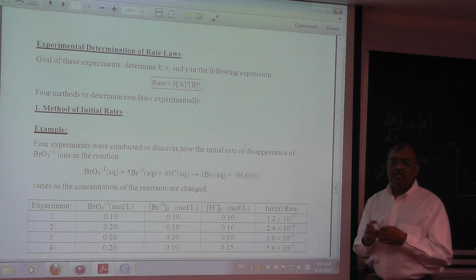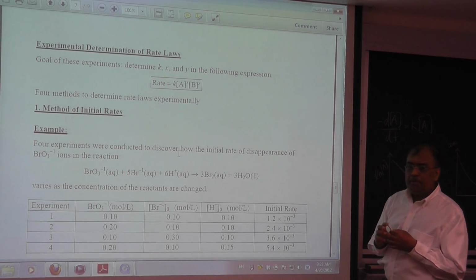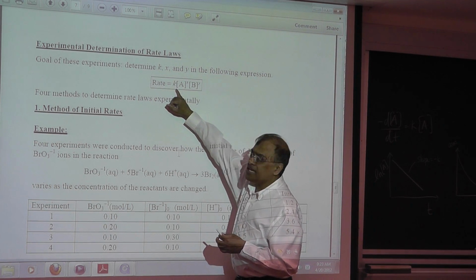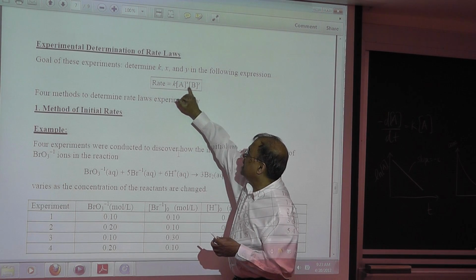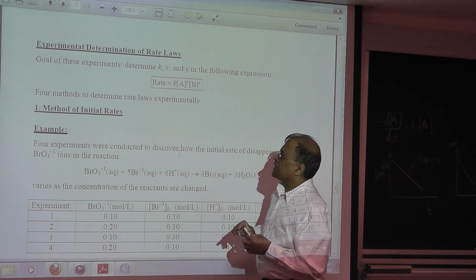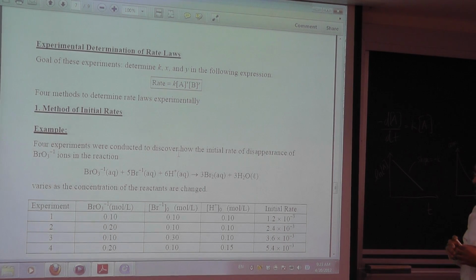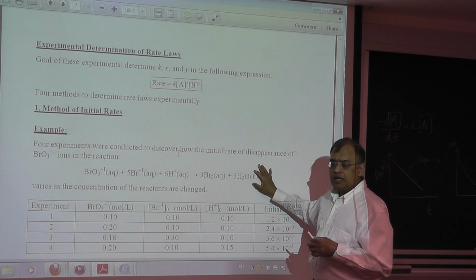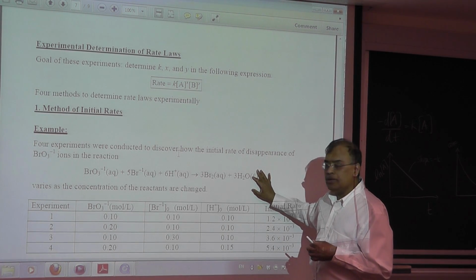How do we determine these rate laws? As I said before, the goal is to obtain K, X, and Y. K is the rate constant, X is the order with respect to A, Y is the order with respect to B. We're going to talk about different methods. The first one is called the method of initial rates, and I'm going to illustrate it with an example.